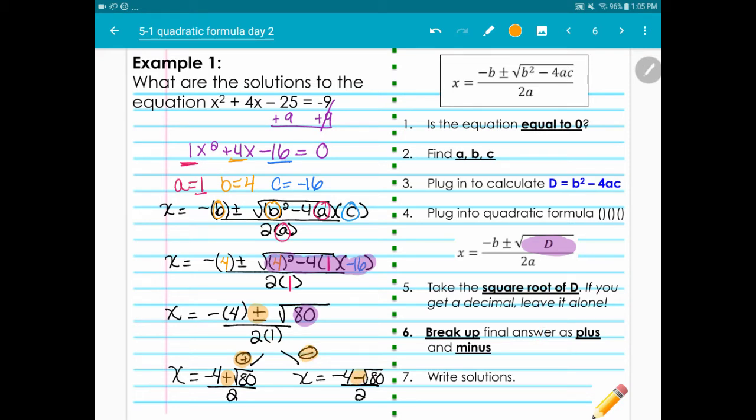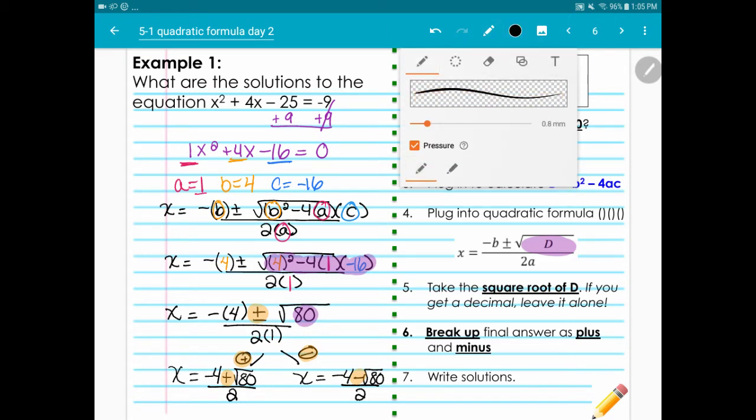Okay, so I can leave this as my solution, but I want to just check using my calculator to see if these numbers are nice. And if they're not, then I'm going to leave it as is. Okay, so go ahead and do that. And we can write what the approximation is if it is a decimal.